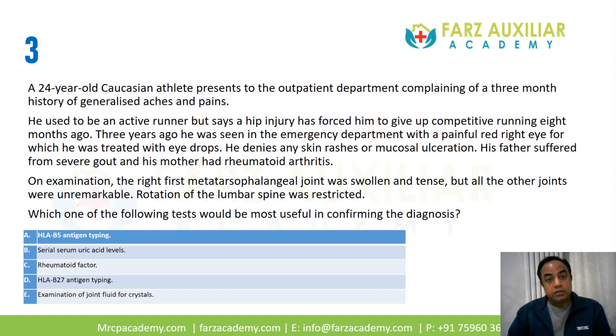His father suffered from severe gout and his mother had rheumatoid arthritis. On examination, the right first metatarsophalangeal joint was swollen and tense, tender, but all the other joints were unremarkable. Rotation of the lumbar spine was restricted. The question is, which one of the following tests would be most useful in confirming the diagnosis? A. HLA-B5 antigen typing. B. Serial serum uric acid levels. C. Rheumatoid factor. D. HLA-B27 antigen typing. E. Examination of the joint fluid for crystals.